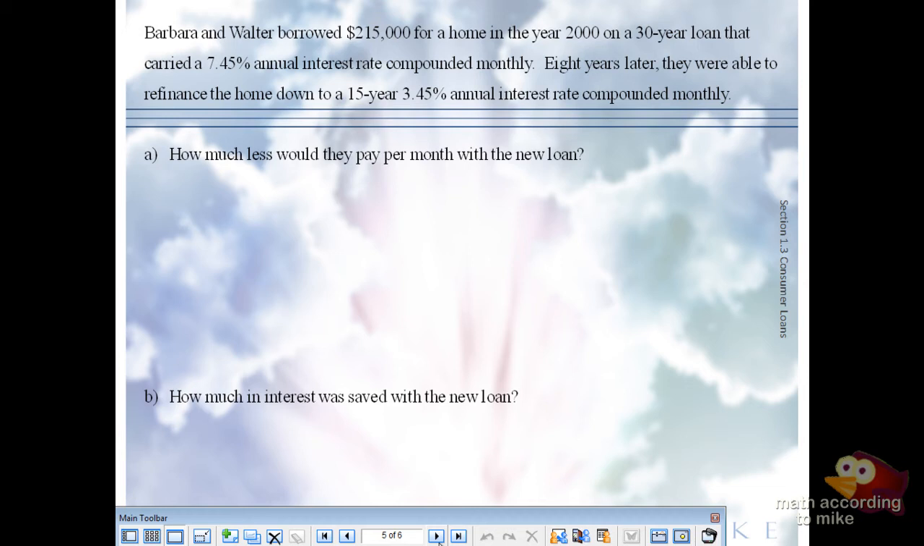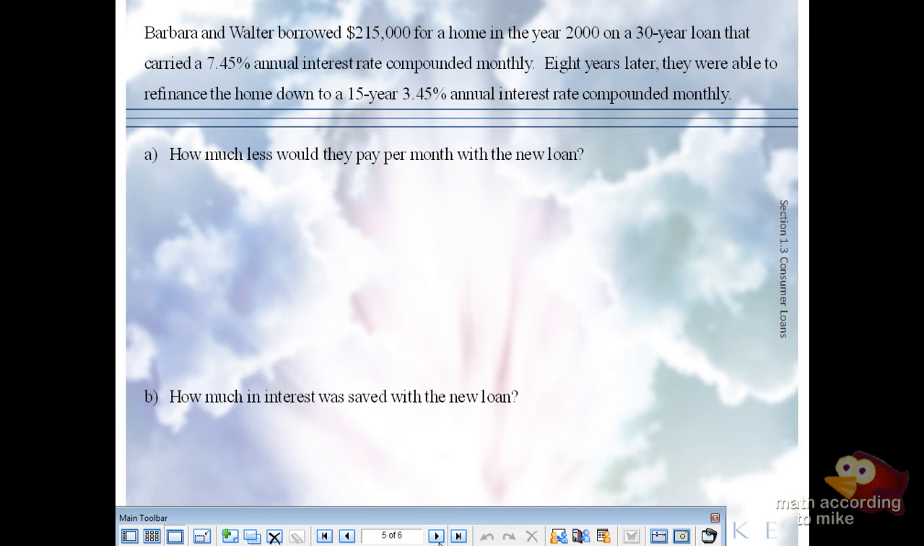So they're refinancing after 8 years, so we need to figure out how much was left on the principal, or the balance of the loan, after that time. So that's the amount owed on a loan. Hopefully there's enough space under Part A to do this problem, is what I'm getting at.